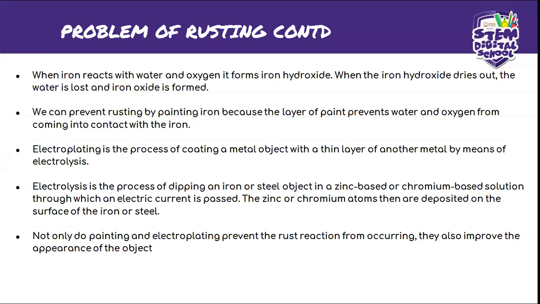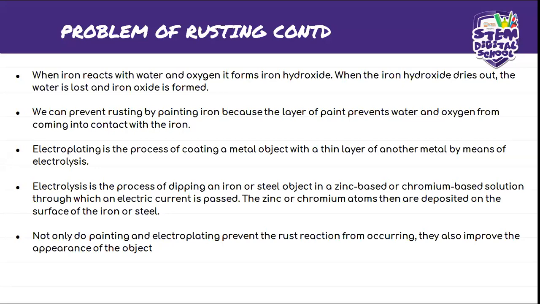All right. So we said when iron reacts with water and oxygen, it forms iron hydroxide. And when the hydroxide dries out, the water is lost and iron oxide is formed. So that is rusting being formed. And then because rusting is a problem, we have to what? Solve that problem. And that leads us toward the prevention of rusting. So we said we can prevent rusting by painting iron because the layer of paint prevents water and oxygen from coming into contact with what? The iron.